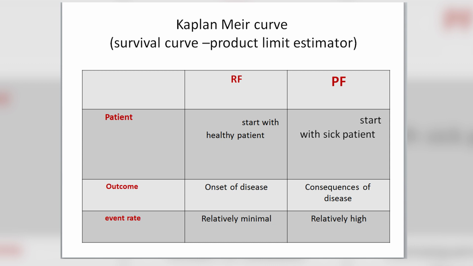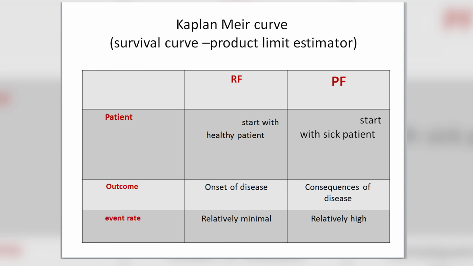Kaplan-Meier curve: the result of the prognostic study can be represented in the Kaplan-Meier curve, also called the survival curve or product limit estimator. Another name for Kaplan-Meier curve: survival curve, product limit estimator.